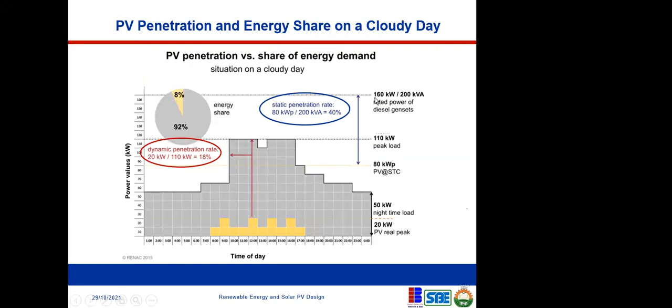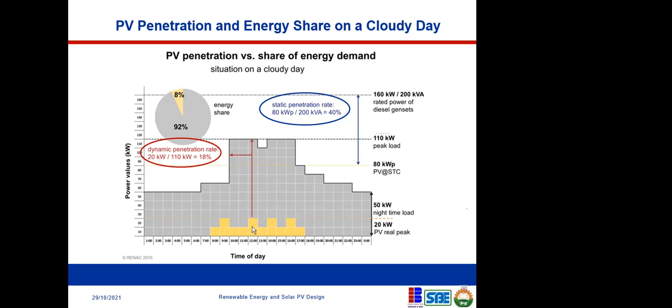Now, this is the same thing that I did in the previous slide, but in this case, it's for a cloudy day. Imagine that the day is cloudy and there is no sun. The sun didn't come out. The static penetration rate will remain the same. Remember, it's just the same. But the dynamic penetration rate at 12 noon will be different.